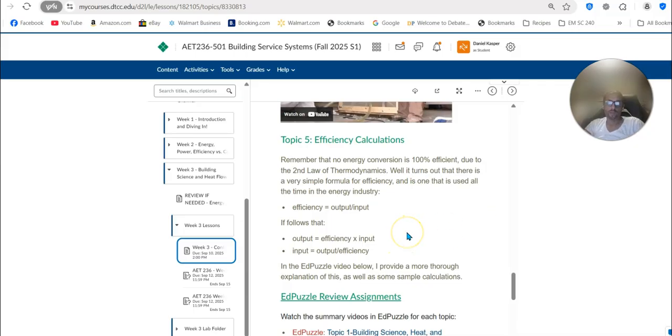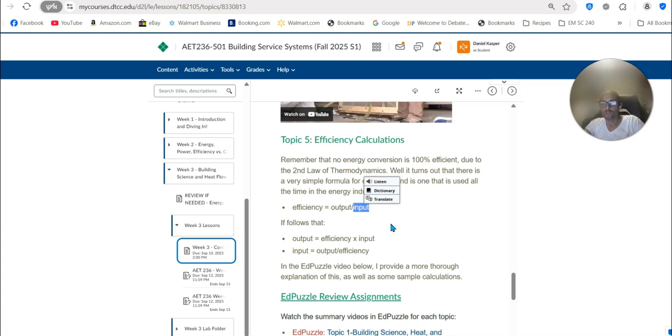And then finally, we're going to go over some efficiency calculations. These are really important when you're determining the input of, in particular, furnaces, but it kind of works for cooling as well. But we'll talk about the efficiency rating for cooling systems later. But this is really important: this relationship that efficiency equals output over input. If you want to know the efficiency of a furnace, you look at the BTUs of output, and you divide that by the BTUs of input. That's your efficiency.